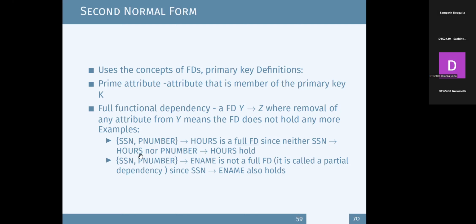Now, let's take the second example. We have social security number and project number. Using those, you are going to determine the employee name. Now, look at them individually. Given the social security number, can you identify the employee name? Yes, it's possible because this is unique. So therefore, this is not full functional dependency. This is called partial dependence because employee name can be derived using only the social security number.